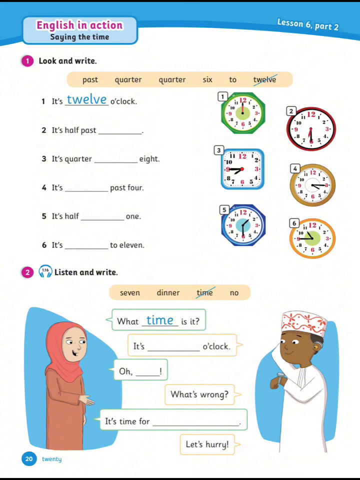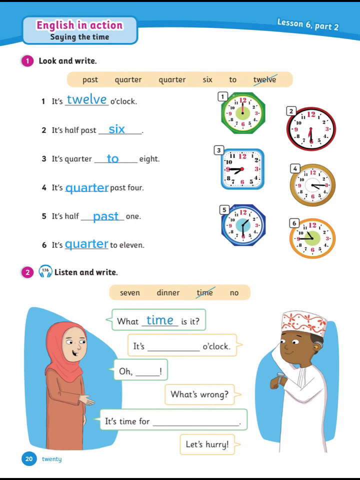Lesson 6, Part 2. Exercise number 1. Look and write. Look at each clock and write the correct time. Number 1 is done for you. It's 12 o'clock. Number 2. It's 6:30. Number 3. It's 7:45. Number 4. It's 4:15. Number 5. It's 1:30. Number 6. It's 10:45.